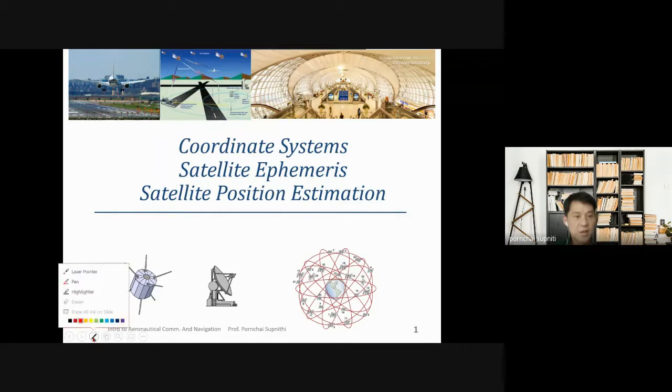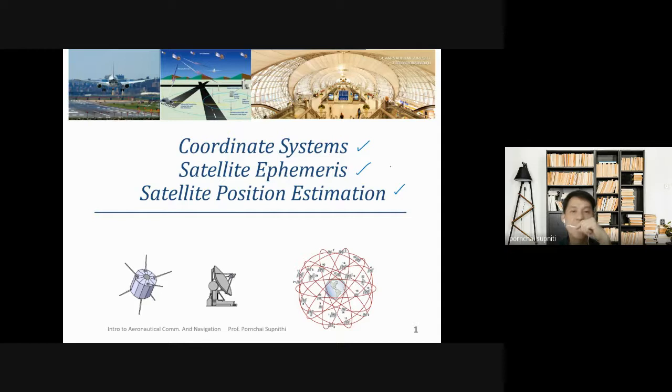Okay, so today we are going to look at the topics of coordinate system, satellite ephemeris, and how to compute the position of the satellite. Our main goal today is actually to be able to compute the satellite position at each time.